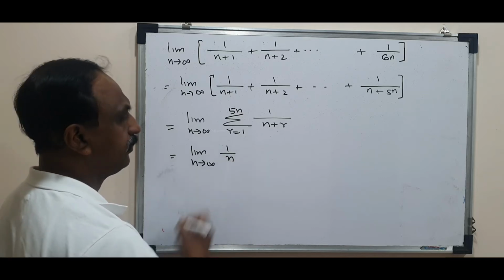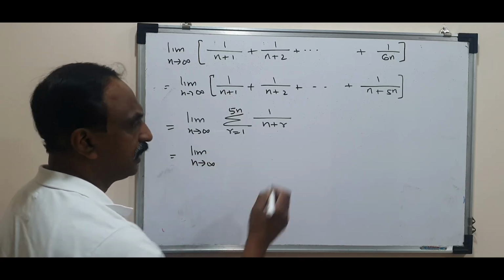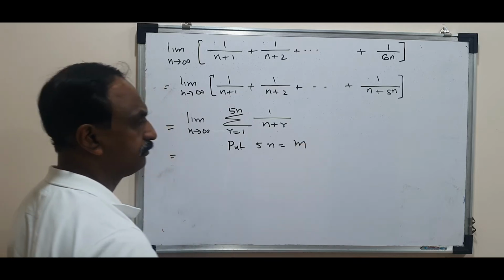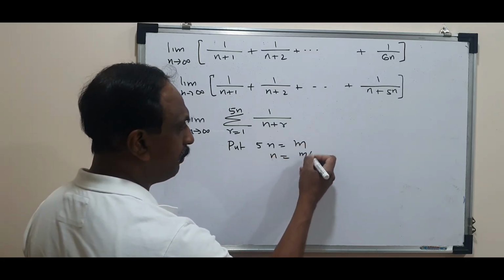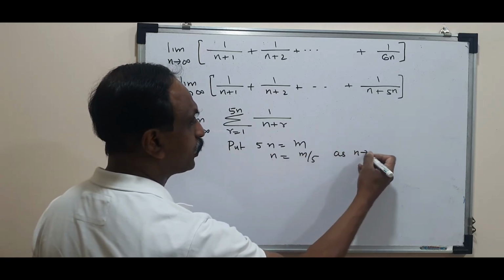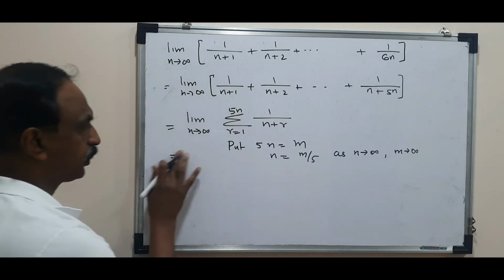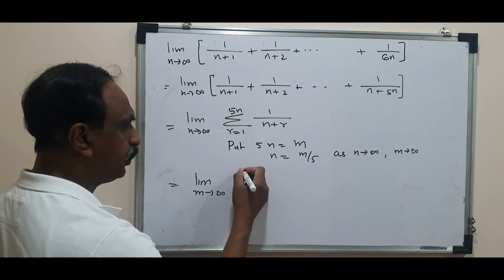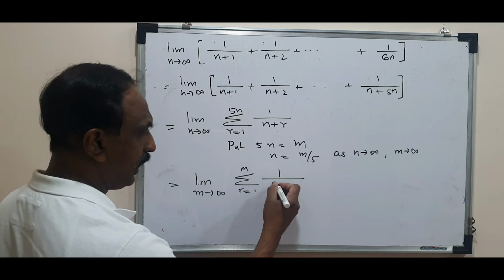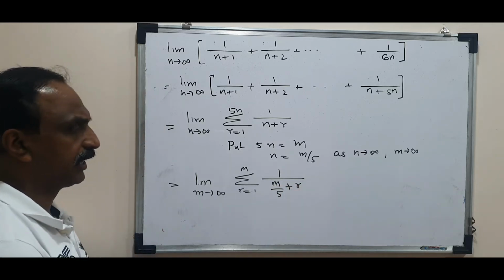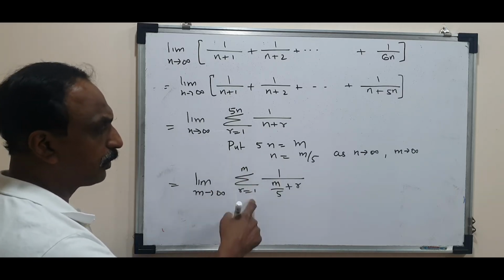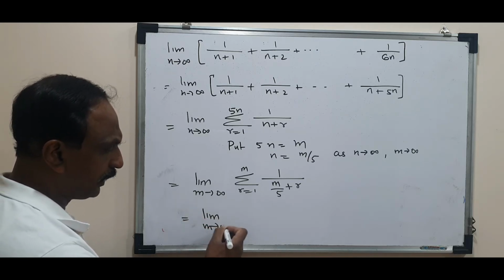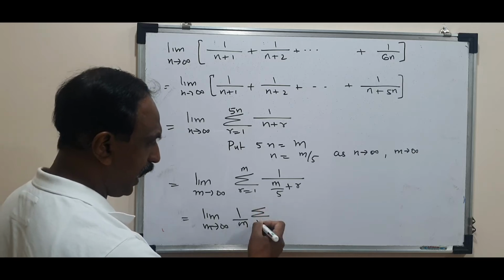So what I'll do is, I will first of all bring a 1 by n. Or I'll do one thing. Before I start that, I will put 5n as a single number m. Then n will become m by 5. Also, as n tends to infinity, m also will tend to infinity. So I can change this to limit m tending to infinity, sigma r equal to 1 to m, 1 upon m by 5 plus r. Now I will proceed. So my first problem is solved. Instead of n, I'll have m here. That's the difference.